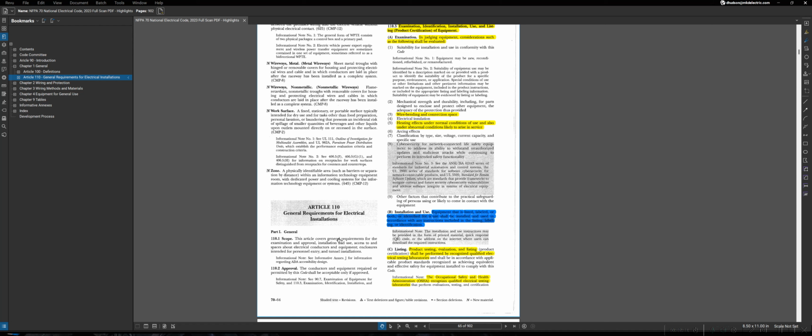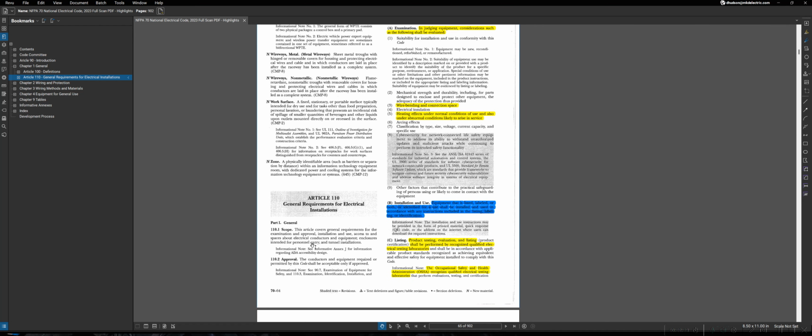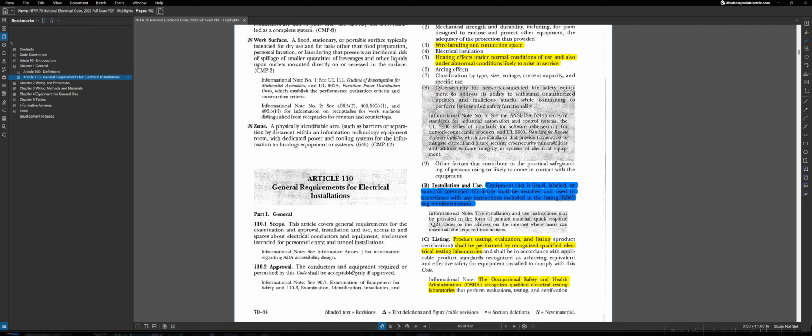So starting here in Article 110, if we look at the scope briefly, we can see that Article 110 covers general requirements for the examination, approval, installation, and use, and access to and spaces about electrical conductors and equipment. In other words, again, general use and safety requirements, realistically. A lot of the requirements put in Article 110 are for safe installation. Now, again, this lecture and the first area here, you can realistically put all of these things under one label, which is general considerations for installing equipment.